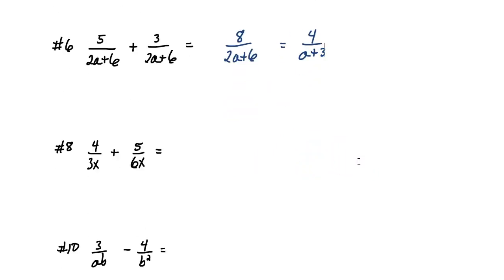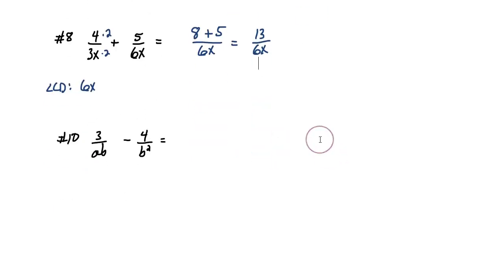Number 8, we don't have common denominators. We need to decide what the lowest common denominator would be. It's going to be 6x. We can turn this into 6x by timesing by 2 and in the top. This one here is already 6x. So we can rewrite this as 4 times 2, which is 8, plus the 5, all over the common denominator of 6x. This makes 13 over 6x.